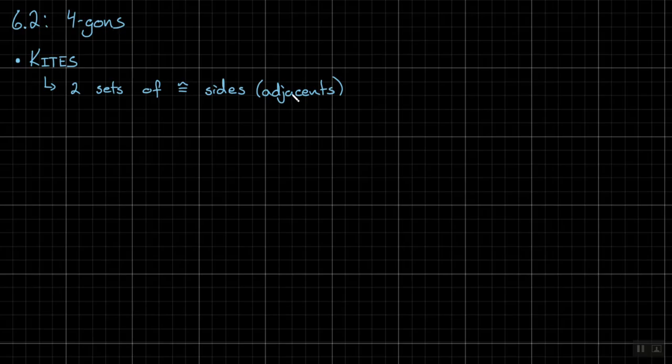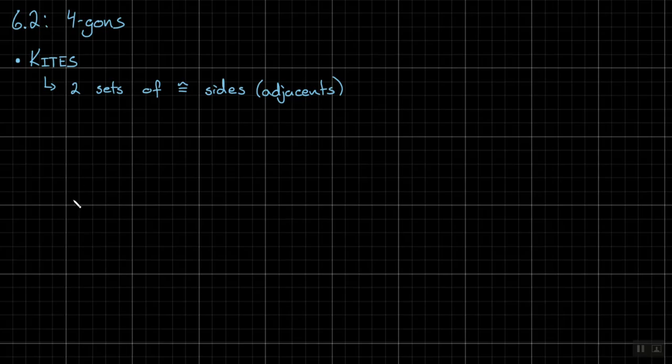Adjacent, A-D-J-A-C-E-N-T. Now, what on earth does adjacent mean? Yep, they're neighbors. They're beside each other. So if you have adjacent sides, they should share a vertex. That's what that really means.